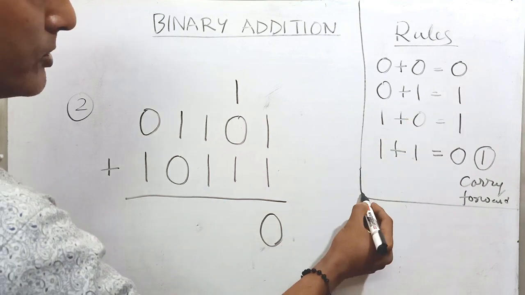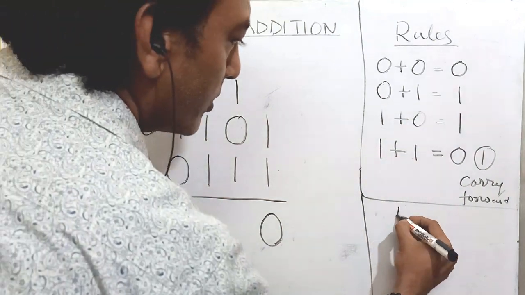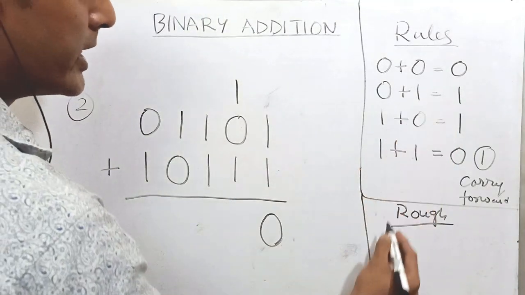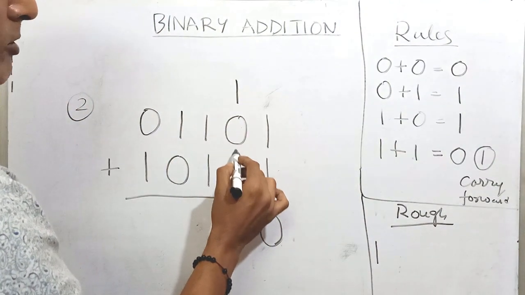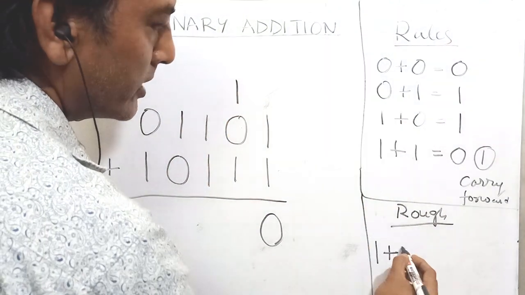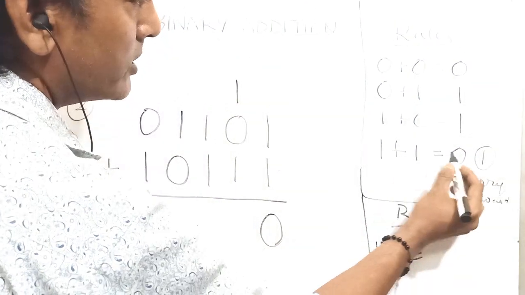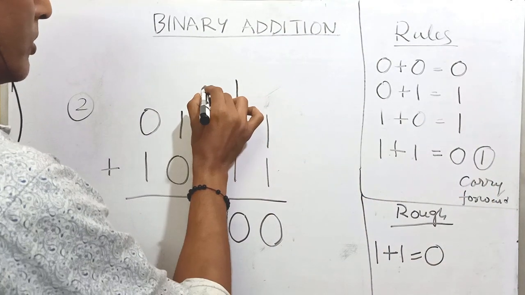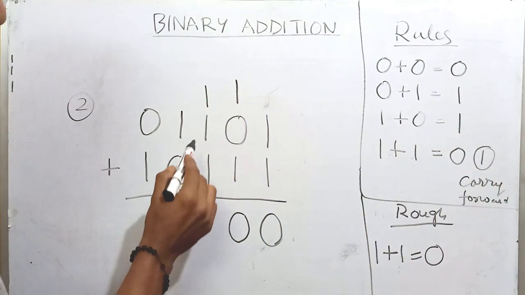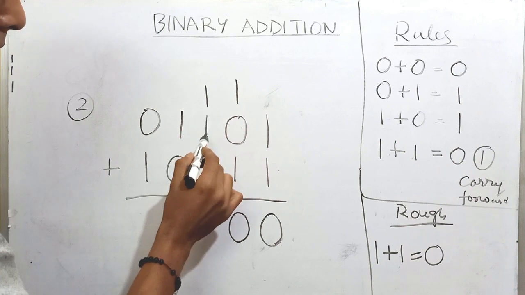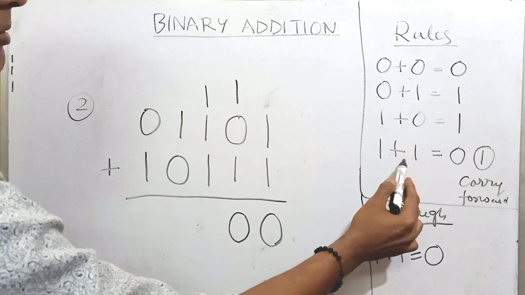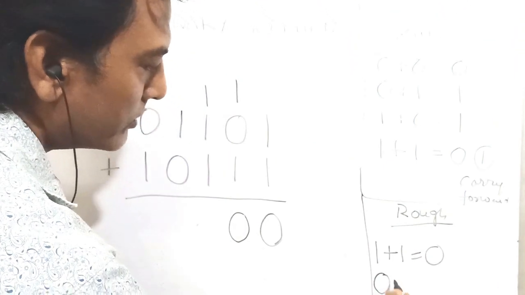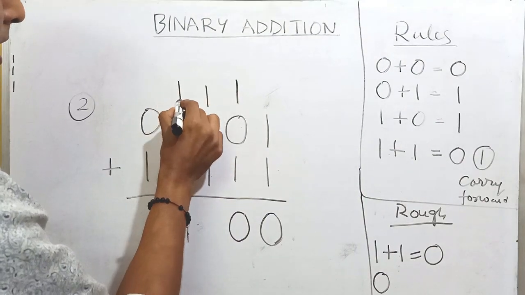So 0 plus 1 is equal to, we'll do a rough work here, 0 plus 1, we'll write it down here, 1. Now we'll add this carry over. So 1 plus 1 is equal to 0. So it will be 0. Now this carryover will go this side again. So now again we will add these two numbers, this and this. So 1 plus 1 again is 0. So we'll write 0 in the rough work, and 1 will again be carried forward.